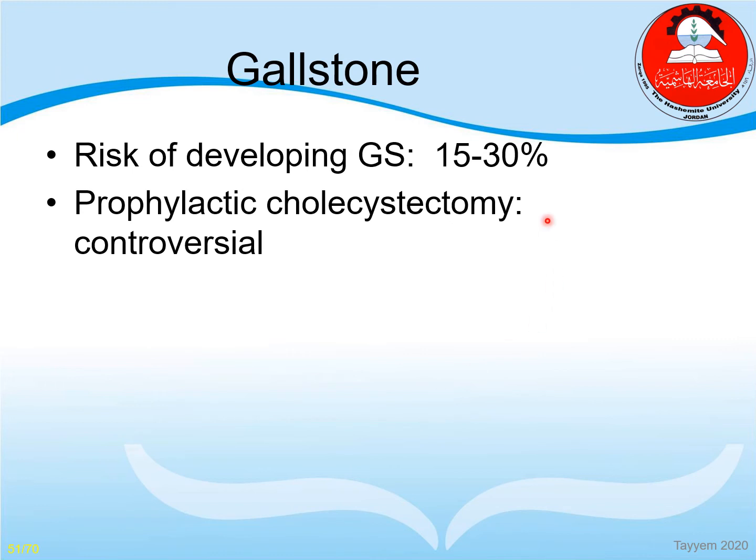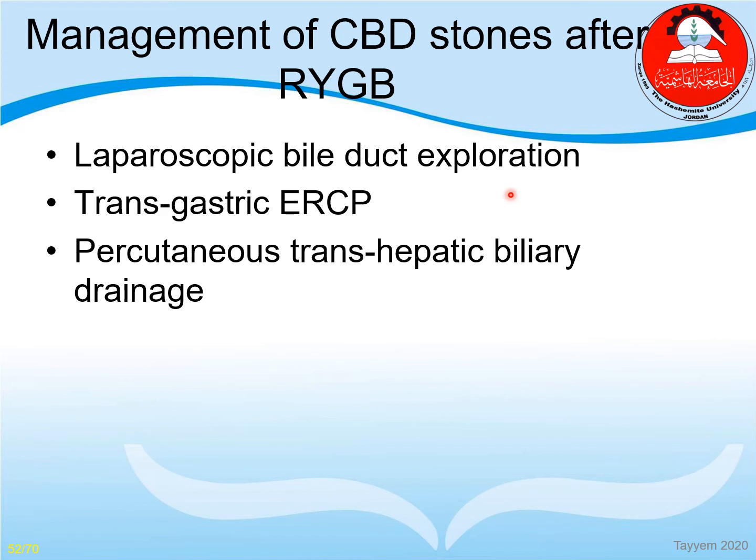Gallstones happen to about one third of people undergoing bariatric surgery. Prophylactic cholecystectomy is controversial. For a patient presenting with common bile duct stones after Roux-en-Y gastric bypass, you could do laparoscopic common bile duct exploration and stone extraction, or you could do transgastric ERCP or percutaneous transhepatic biliary drainage.